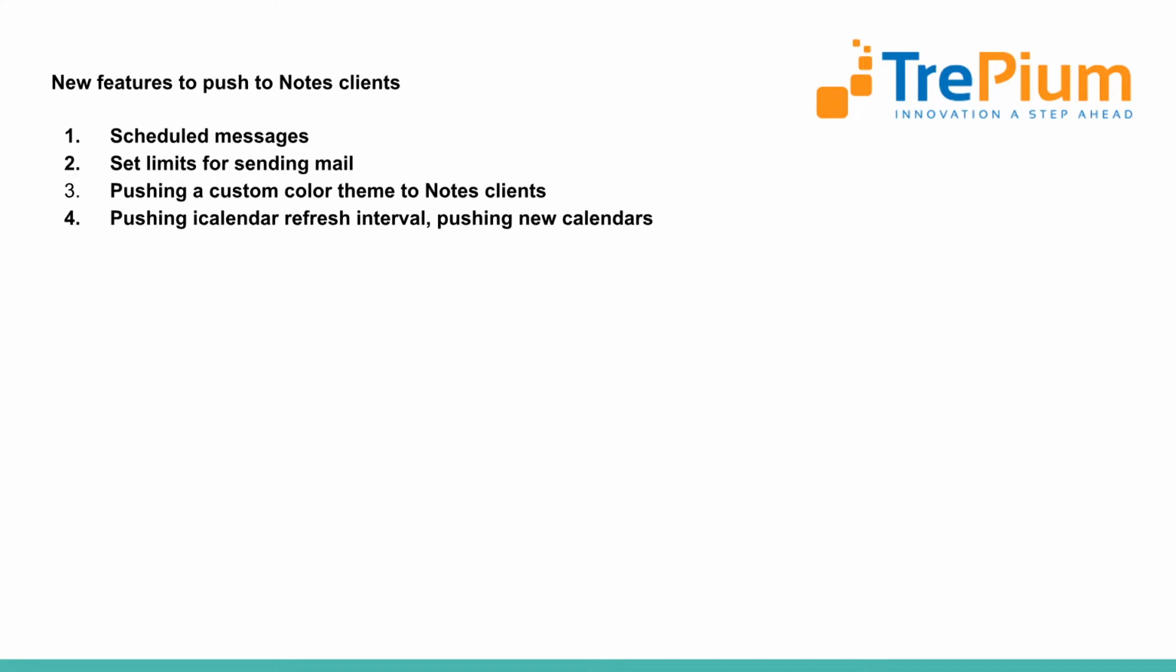The new features for push to Notes clients are: First, schedule messages. You can schedule a message to send to the client. Second is setting a limit for sending mail, like an attachment limit for mail sending. Third is pushing a custom color theme to the Notes clients. You can customize the color of the workspace of the Lotus Notes clients. Fourth is pushing iCalendar refresh interval and publishing a new calendar, so you can integrate your calendar with Google Calendar or any other calendar.